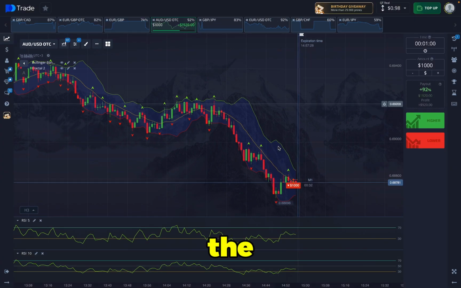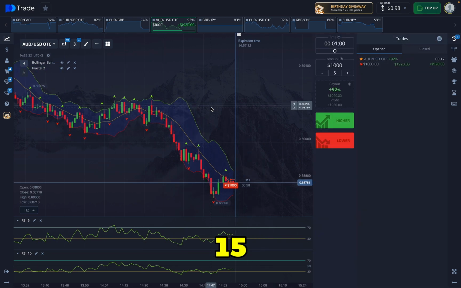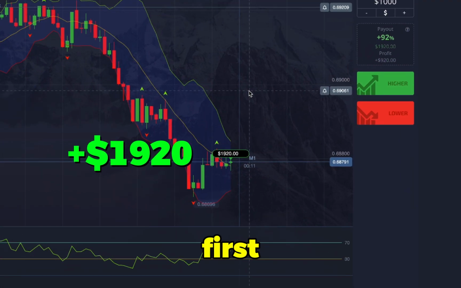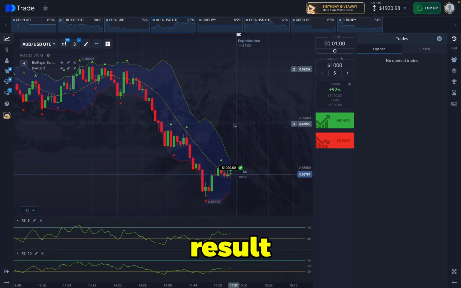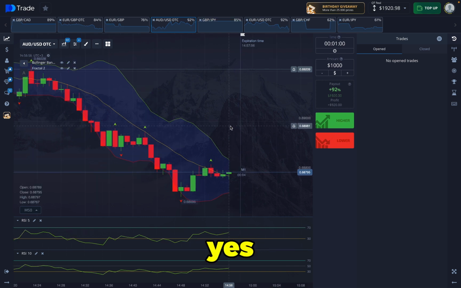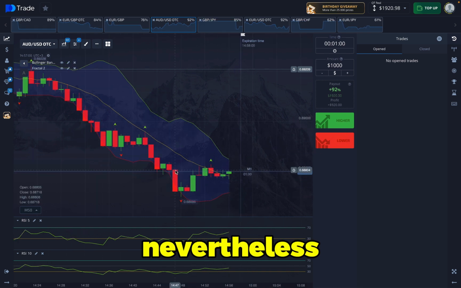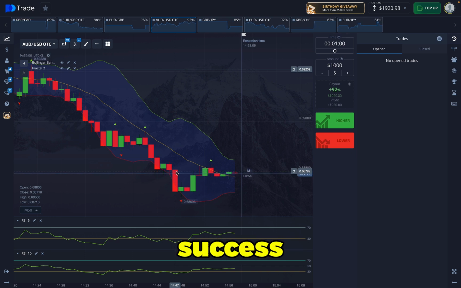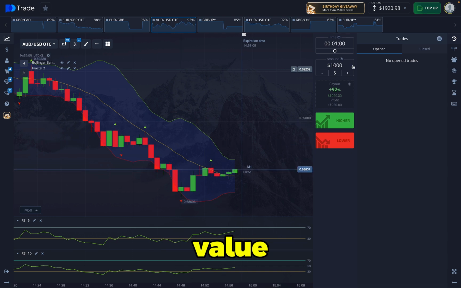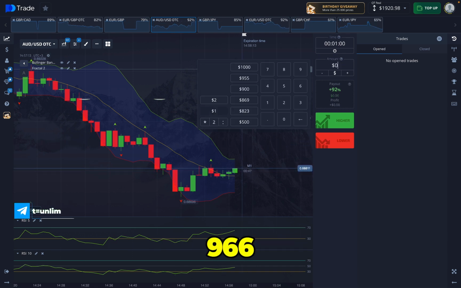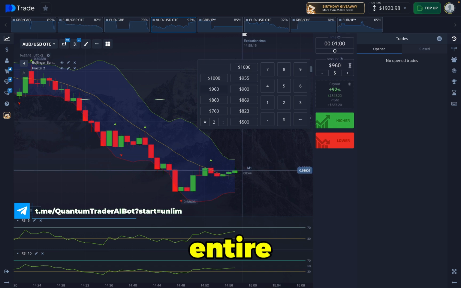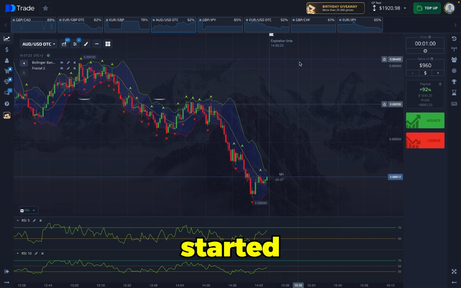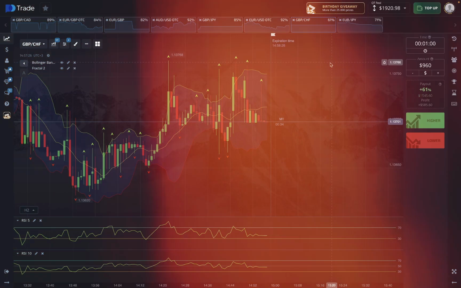Let's look at the result of our first transaction here, about 15 seconds left before its completion. And the first deal is closing in A+, an excellent result. The movement is quite stable now, without sudden impulses, but nevertheless, the correct opening level and the timing of the transaction opening led me to my current success. I will change the amount of the transaction value. I will put 966 and open 2 transactions for the entire balance, namely for the amount of 1920. Let's get started, and we will select the following currency pair.